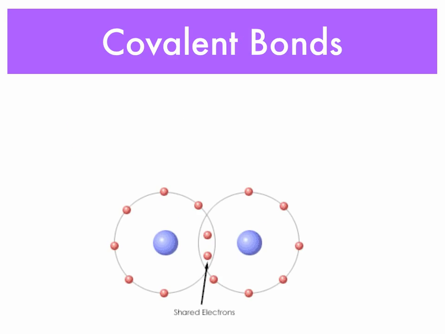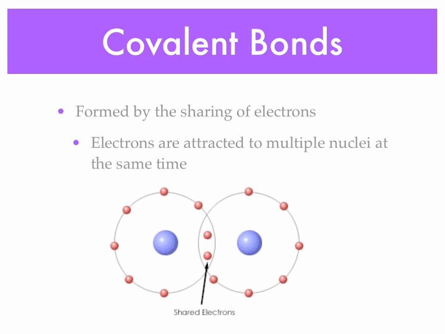The other type of bond was a covalent bond, and it's when two atoms share electrons. So the electrons are actually attracted to both nuclei at the same time. So neither one wins the battle. They're both equally struggling to get these electrons with them.